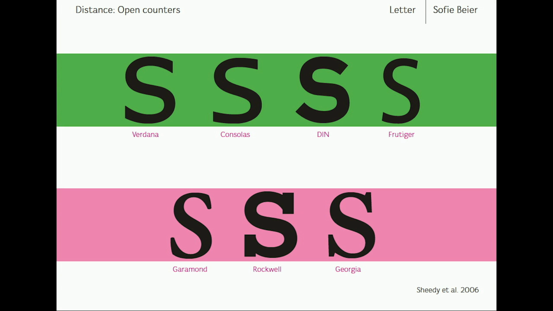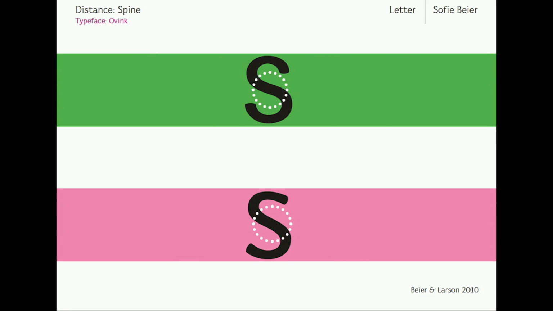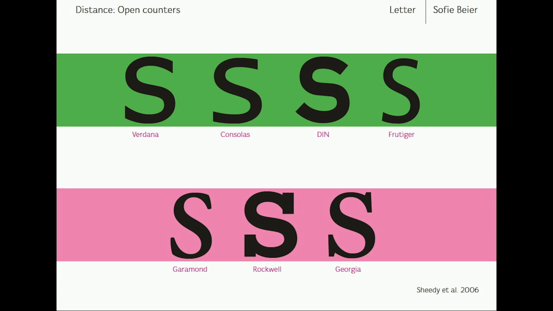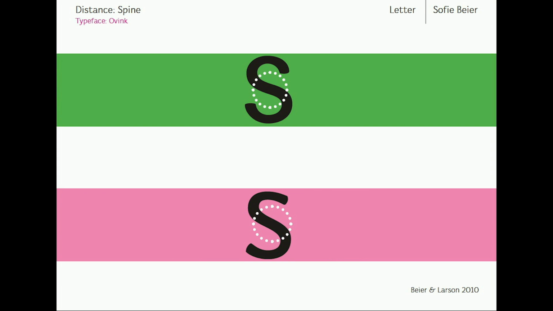You also see serifs on the lower row here. So, if we go back to this, here we see that the S, also that open counters appear to be a good thing in this study. This leads me to a study I did a while ago in collaboration with Kevin Larson.